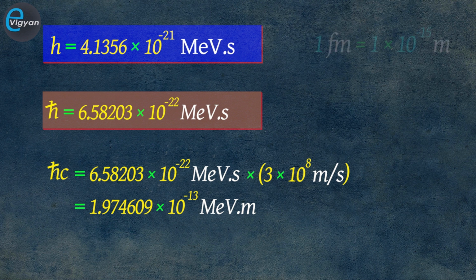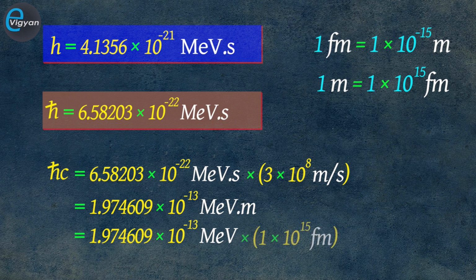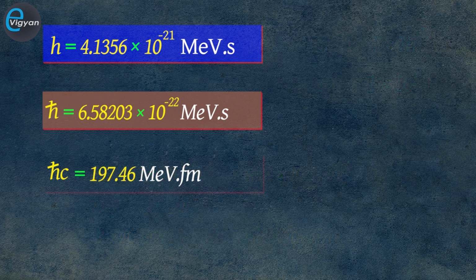Now we know that 1 Fermi equals 1 into 10 raised to power minus 15 meter, that is 1 meter equals 1 into 10 raised to power 15 Fermi. So we can calculate h cross c as h cross c equals 1.974609 times 10 raised to power minus 13 MeV times 1 times 10 raised to power 15 Fermi, which is equal to 197.46 MeV Fermi.